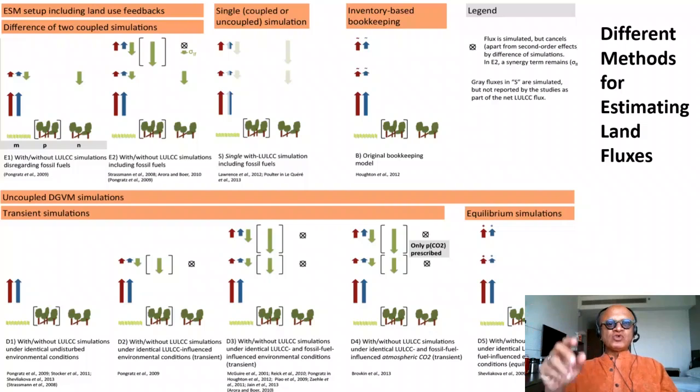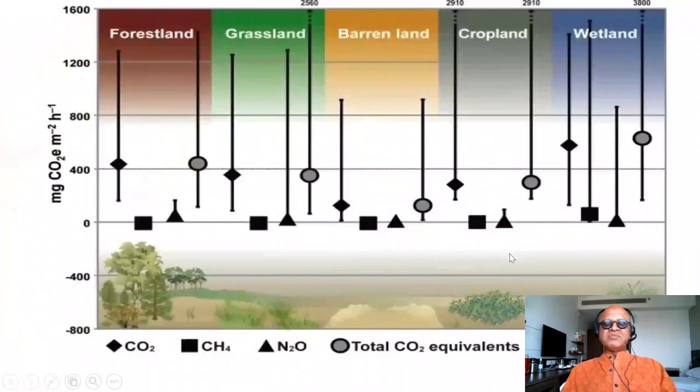Or for future projections, you may want to only look at the 2050s or 2080s and not continuously integrate from, let's say, 2021 to 2050, because these transient simulations can be very expensive, especially when you include all the details like dynamic global vegetation model and so on. So those are equilibrium simulations.